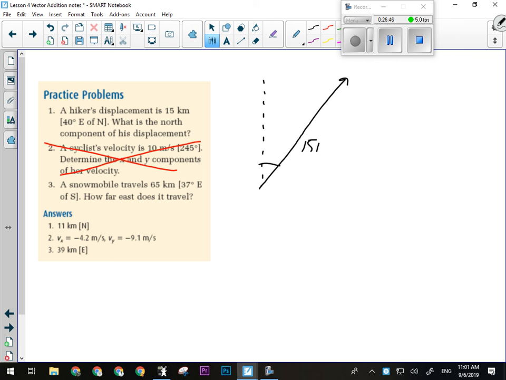Okay, and this is 15 kilometers. Okay, so there's my triangle. That's the x component, that's the y component, that's the part that points north. Okay, this is a 40-degree angle in here. All right, if I want to find that north component, what trig function am I using? Cos, yeah, it's the adjacent side. So to get y, I will go cos of 40 degrees times 15 kilometers.